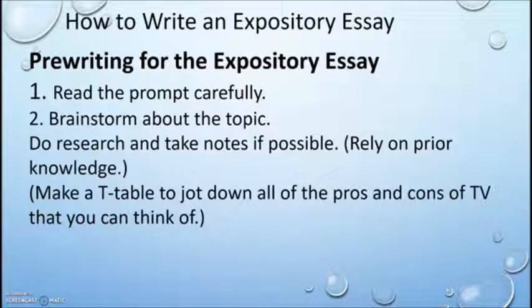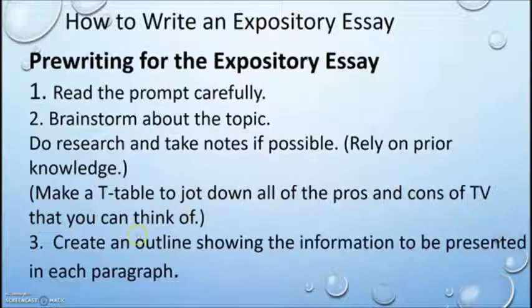Then, you brainstorm about the topic. If it's an assignment that is assigned for homework, then it's easy for you to do the research and take notes. But if that's not doable, then you need to rely on your prior knowledge and on things you learned in class. And with that information, you make a T-table to jot down all of the pros and cons of TV that you can think of. Then, you refer to your T-table in order to make an outline. Be sure to use complete sentences.